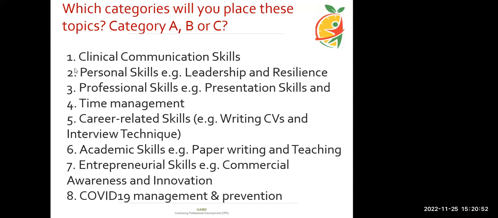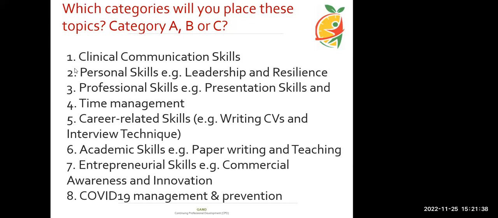Can we allow Derek to speak? I think it's category C. Okay, do you have a reason for that? Because it has to do with personal time management. It's not really related only to the profession, it's not health specific. Time management cuts across. So I think it's category C. I agree with you. So let's try maybe entrepreneurial skills.